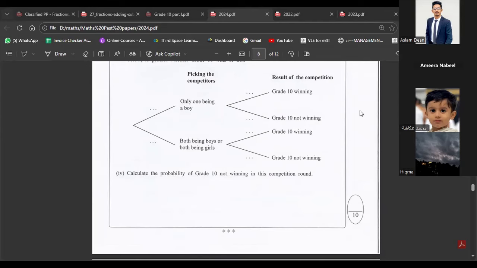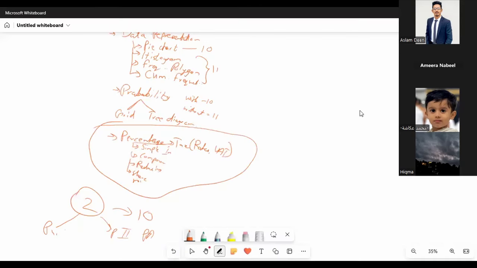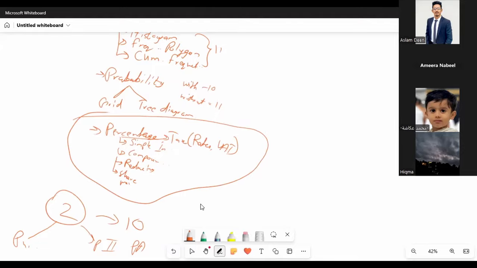So I told you, under percentage, we have 5 subheadings: simple interest, compound interest, tax, reducing balance, and share market. Out of these 5, you will be getting 2 10-mark questions. In some years, you will be getting one full 10 marks only for reducing balance, and for simple interest and compound interest, the other 10-mark question.